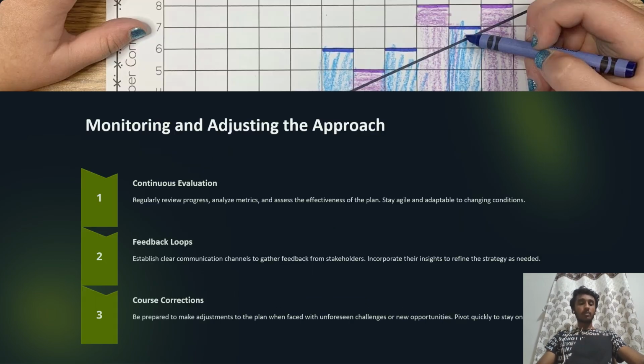At last, we come to how monitoring and adjusting the approach helps. This plays a very crucial role in satisfying the feedback, and also in monitoring the changes that have been made and that have been required by the stakeholders. This can be done using continuous evaluation, feedback loops, and course corrections.